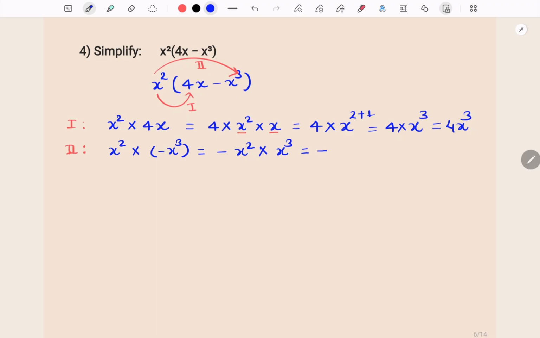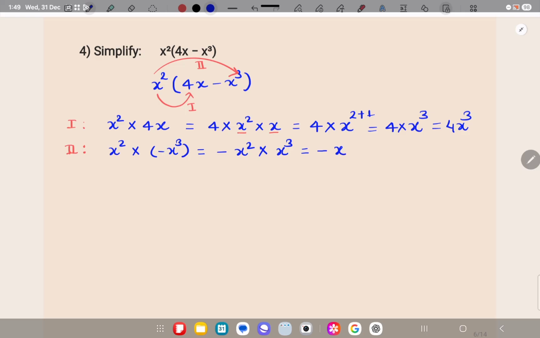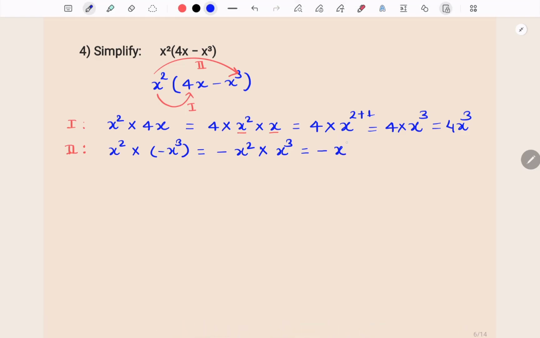So look carefully. We have x squared and x cubed. Both the terms have x as the base and they are being multiplied. So I will keep the base x and then I will add the powers. So that gives me minus x raised to the power 5.